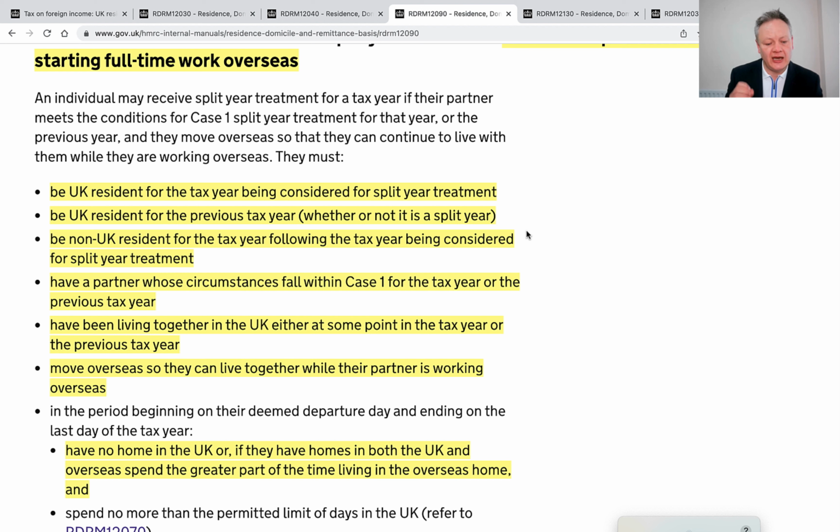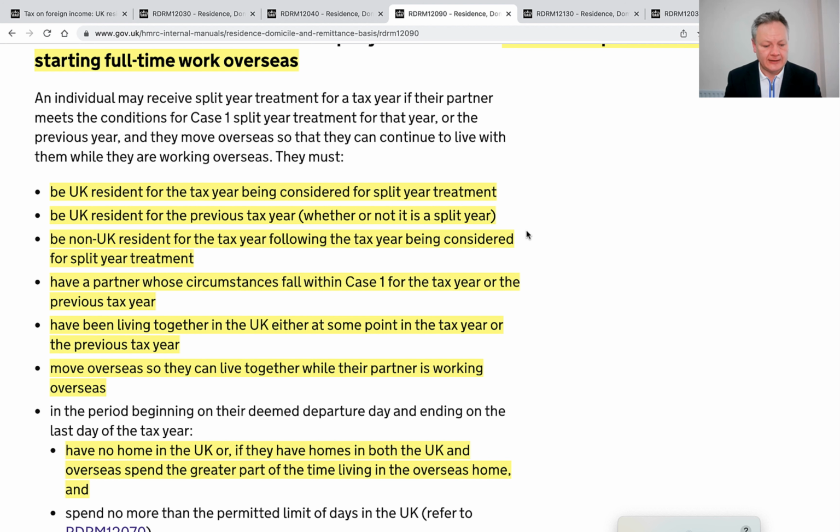You need to be UK resident for the tax year being considered for the split year treatment. Again, looking back, I was resident from the 6th of April to the 31st of July, but on the 1st of August, my partner now starts work and I'm moving country with them. Be UK resident for the previous tax year, which of course we would be. Be a UK non-resident for the tax year following the tax year being considered. Well, if you're going to a different country, no doubt you'll be meeting their tax residency status over in that country anyway. So you've got proof that you are a resident somewhere else, not in the UK.